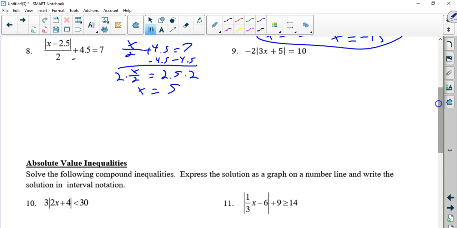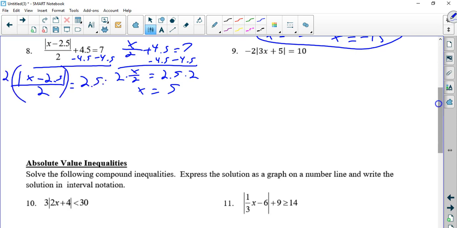Similar thing over here. I'm going to subtract 4.5, and I'm going to have my unknown, which in this case is my absolute value. Sorry, I keep saying radical. Absolute value divided by 2 is equal to 2.5. Now, to get rid of that 2, just like before, I'm going to multiply by 2. Now my absolute value, which was my unknown over there, is equal to 5.